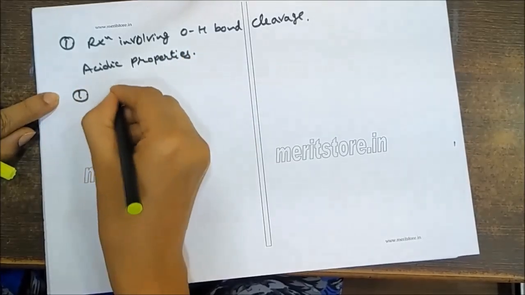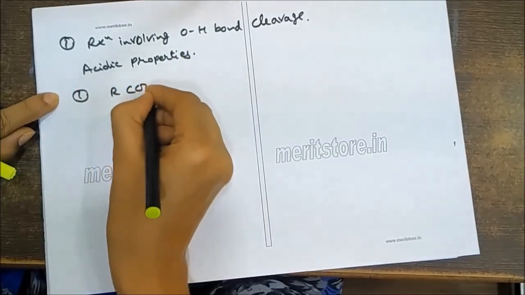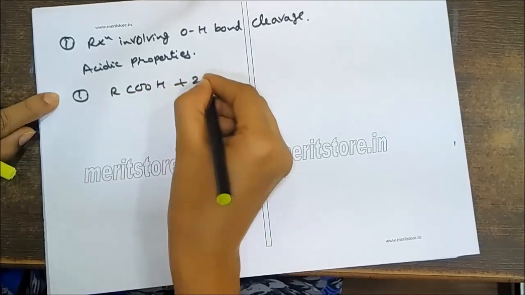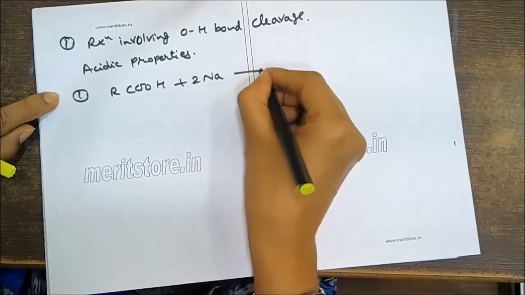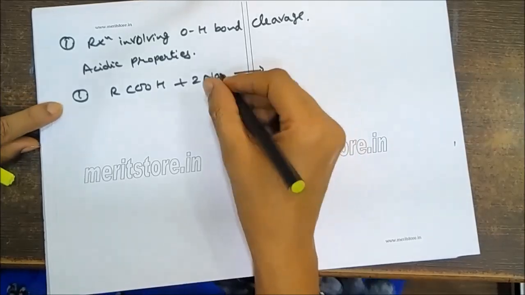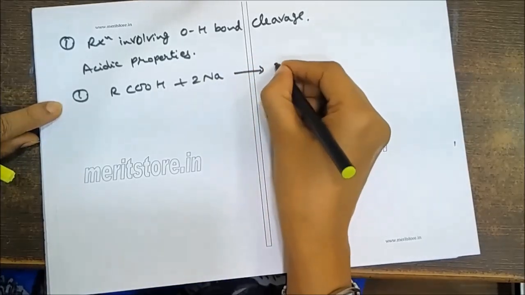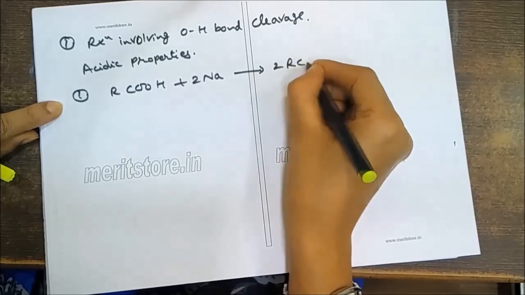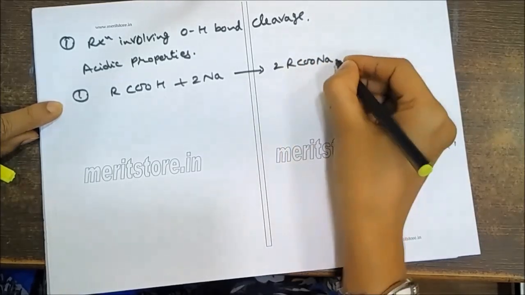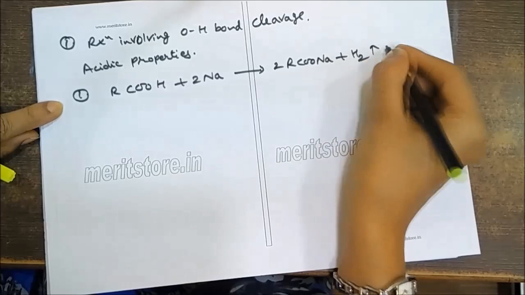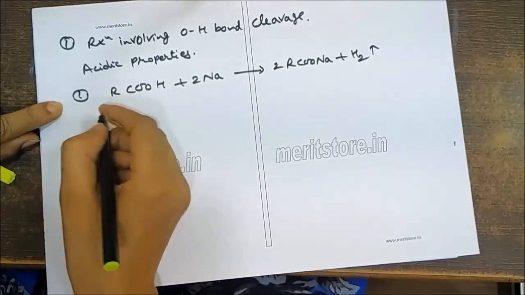First we'll see, if we react carboxylic acid with sodium, it will give its salt and hydrogen gas will be removed.